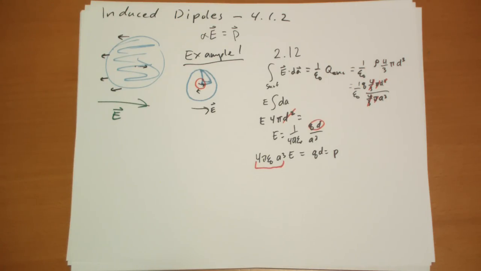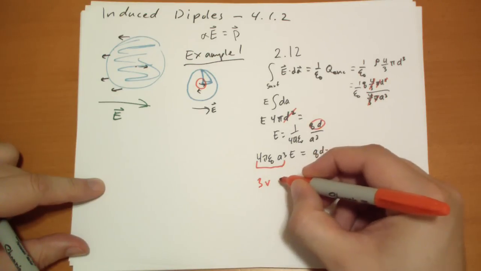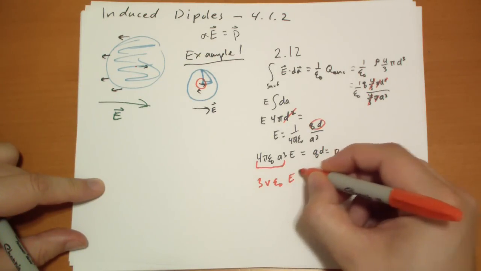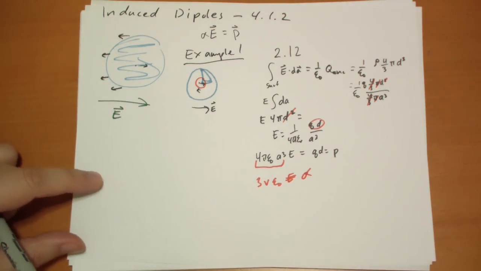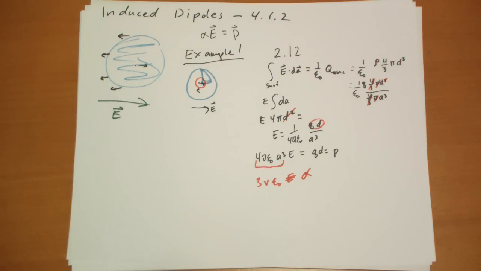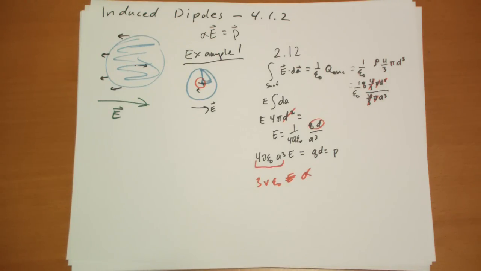So we have, very simply, that 3 of these volumes times epsilon naught is equal to the alpha, the alpha constant, which for most atoms is well within about a factor of 4 of what we expect to see.